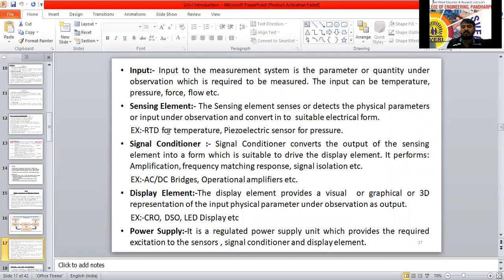A resistance temperature detector we call for temperature. Piezoelectric sensor: whenever I fold the paper, some electrons will be produced over there by pressure, like that. These are the sensors we are going to use here.